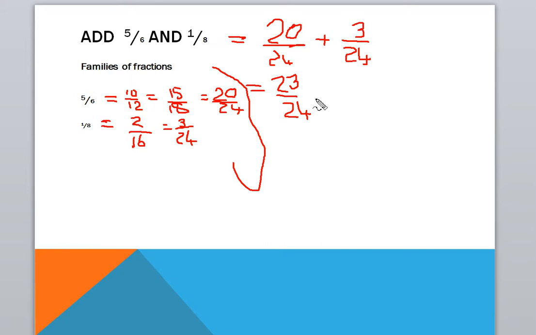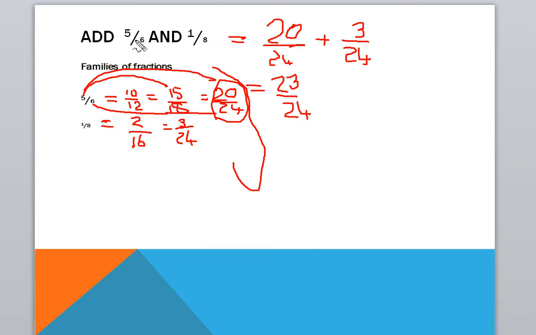So what we've got here, we've converted 5/6 into 20/24. 20 upon 24, same thing. We've done it: 5 2s are 10, 6 2s are 12, 5 3s are 15, 6 3s are 18, and 5 4s are 20, and 6 4s are 24. 20/24. And we converted 1/8 into 24ths. 1 2 is 2, 8 2s are 16, 1 3 is 3, 8 3s are 24.